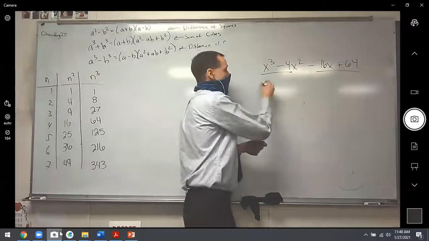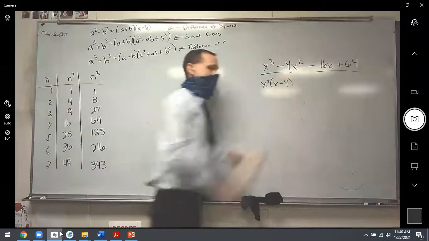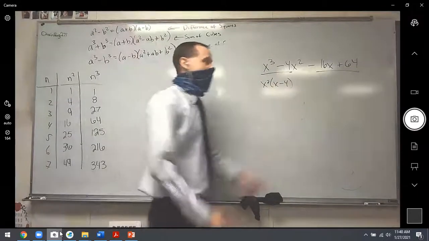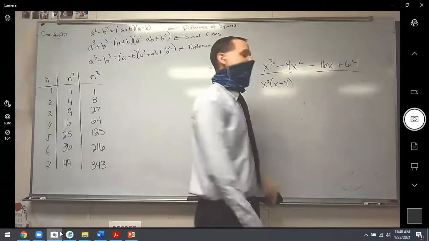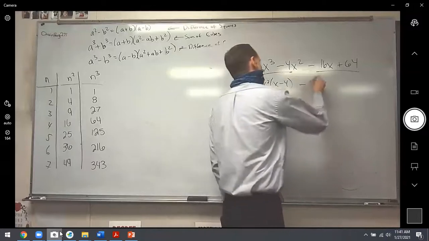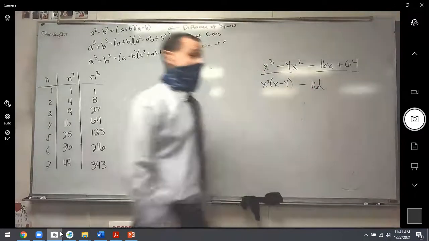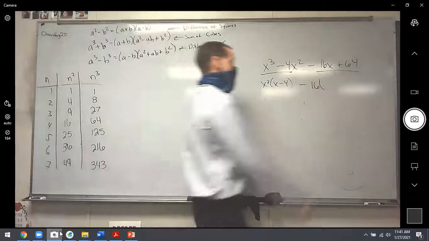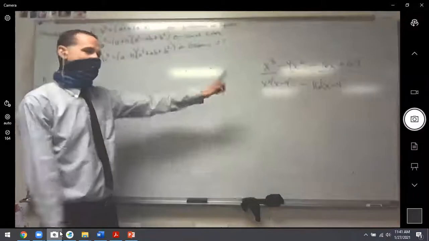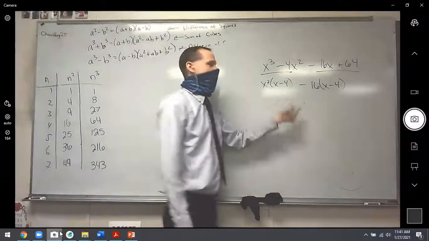You try to factor them separately. In this one, x squared goes into both. Would you concur? In the other one, I'm seeing 16. 16 does go into 64. Guess how many times? 4 times. So if I factor the negative and the 16 out, look what's left over: x minus 4.